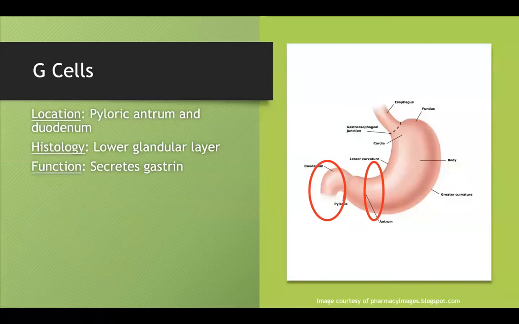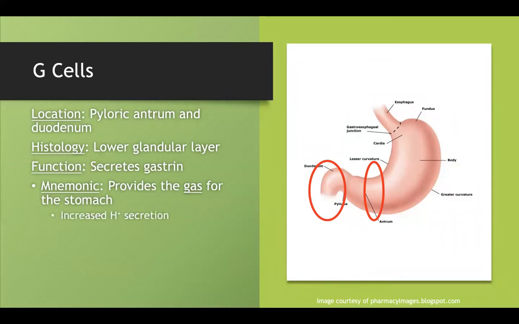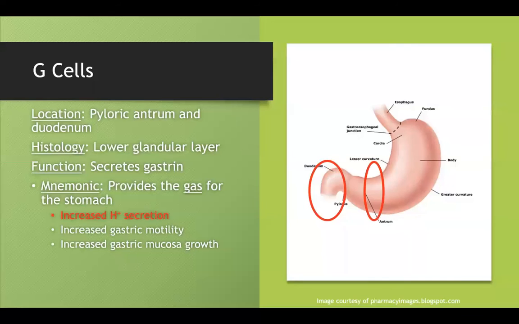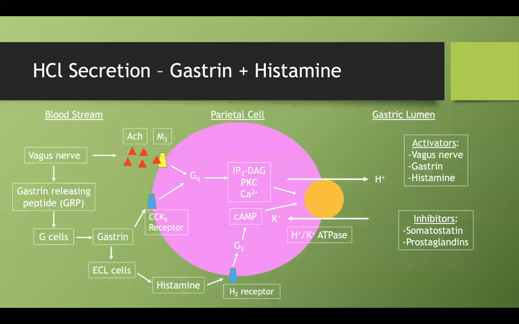The function of these cells is just to secrete gastrin. And a good mnemonic for our G cells is that they are gas cells because they provide the gas for the stomach. They increase the amount of hydrogen ion secretion, they increase gastric motility, and gastric mucosa growth. And as a reminder, a good way to remember that they increase hydrogen ion secretion, other than the mnemonic, I just want to bring you back to, again from the stomach lecture, this mechanism by which hydrogen ions are getting secreted out into the gastric lumen, which is often facilitated by gastrin.